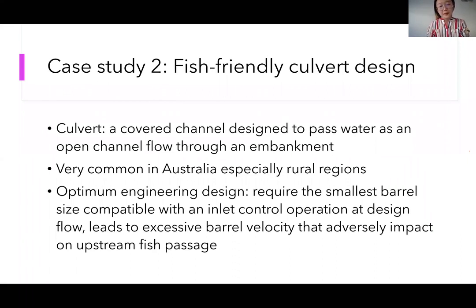So the project is to design a culvert that is friendly for fish. The reason our culverts in Australia are initially not very fish friendly is that the current design standard for engineers to construct a culvert has the primary focus of doing it as cheaply as possible. So you want the smallest size of culvert to pass the largest size of flood. That means you would have a very narrow throat, and the water going through that throat is going to be very fast. That fast flow is particularly harmful for local fish, especially the juvenile fish, because their swimming ability is very limited.